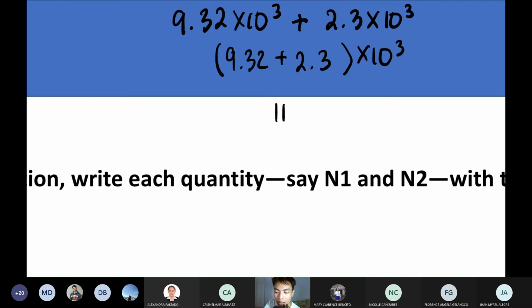cannot be. The joke lang. Mental. Tama ba? 9, 10, 11.